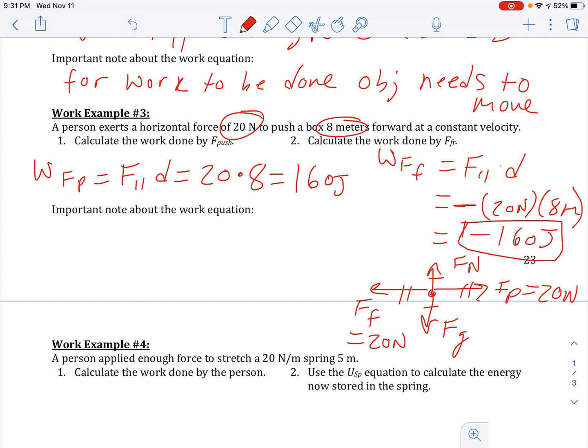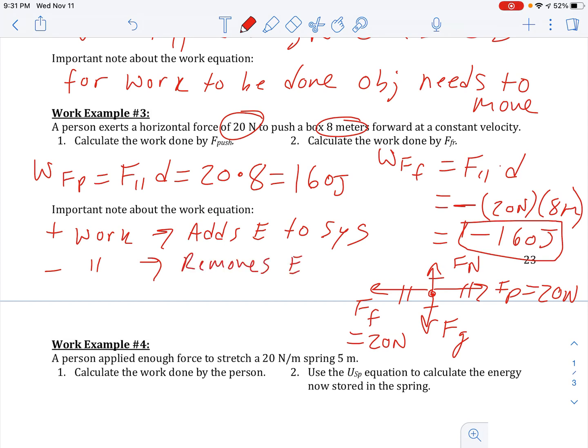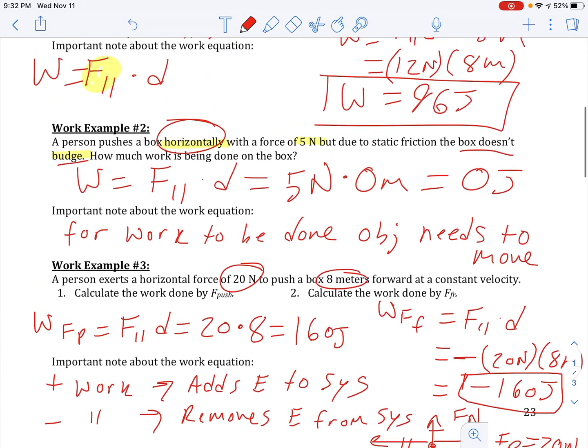And so an important note about the work equation is that positive work adds energy to the system, while negative work removes energy from the system. Okay, and there you go. So those are all the notes that you need about work.